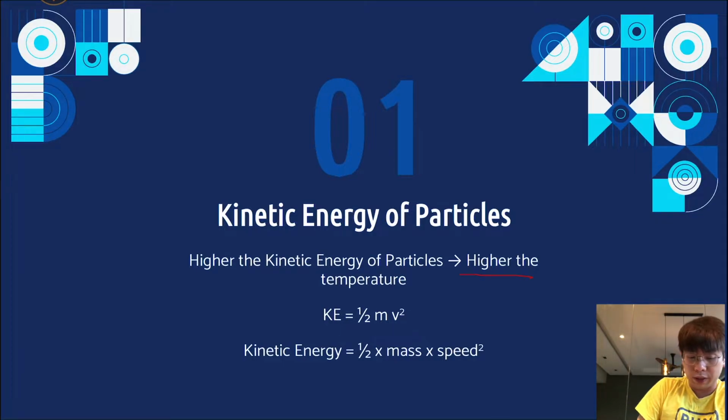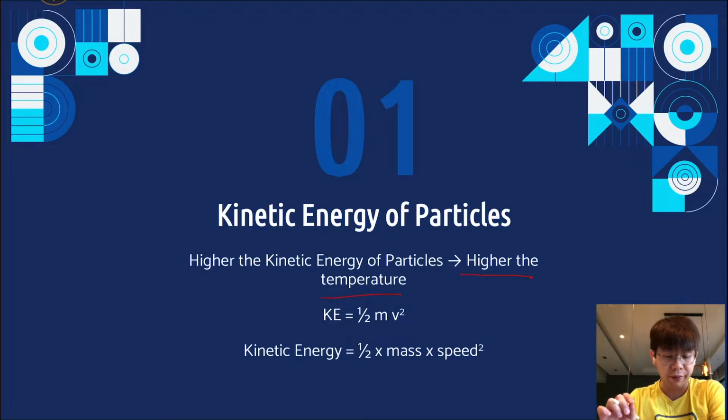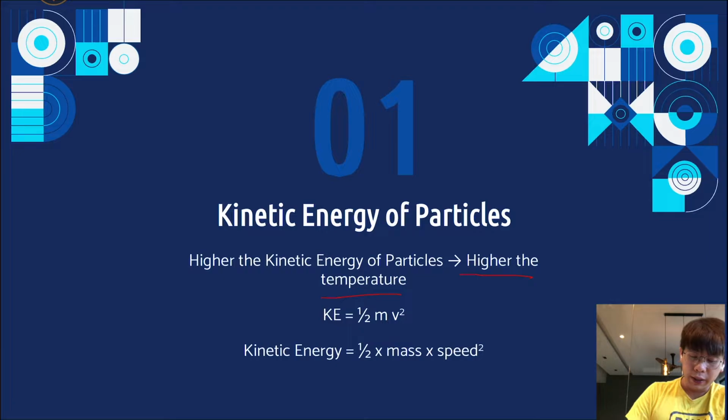So, in the previous lessons, we've learned that kinetic energy of particles is actually directly related to the temperature of the particles. The higher the temperature, the higher the kinetic energy. Kinetic energy has a formula, right? Kinetic energy equals half mv squared. So what does this half mv squared stand for? m stands for mass and v stands for speed.